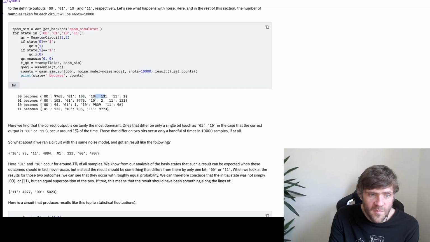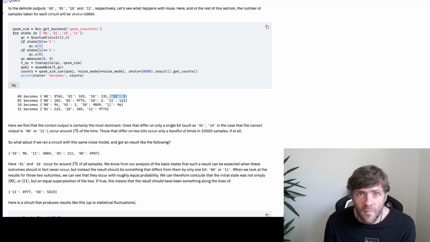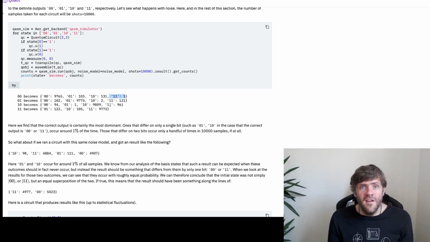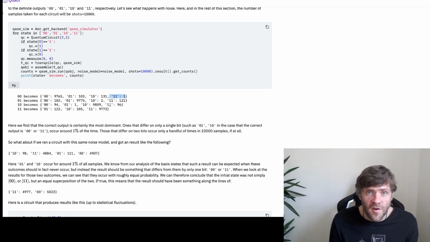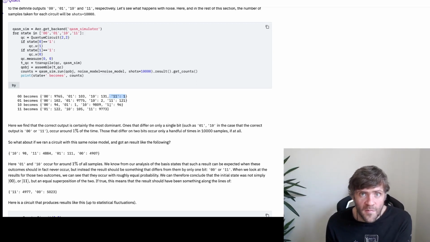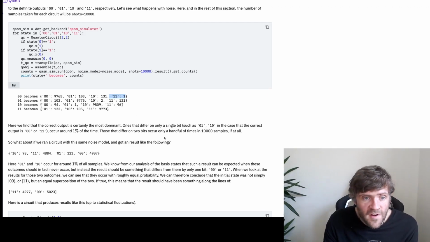This is also the 1% error. And here we're finding that only one sample has come up with the 1, 1, and that's because you need two errors. So one occurs with a probability of 1%, the next one occurs with a probability of 1%, so this is very, very unlikely, and that's why we only see one example there.